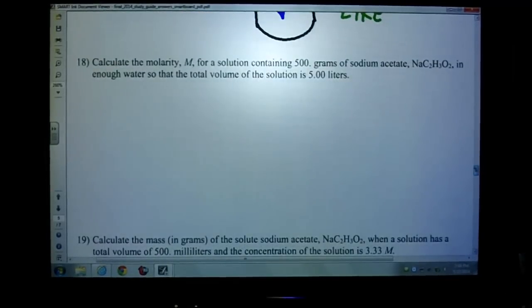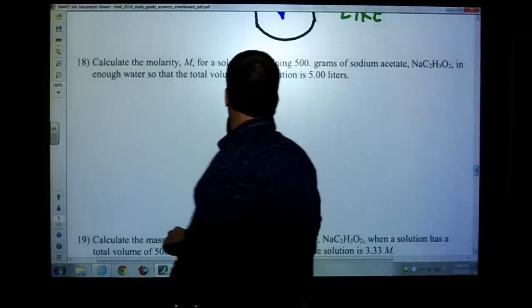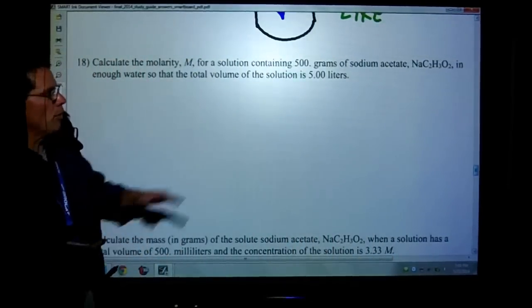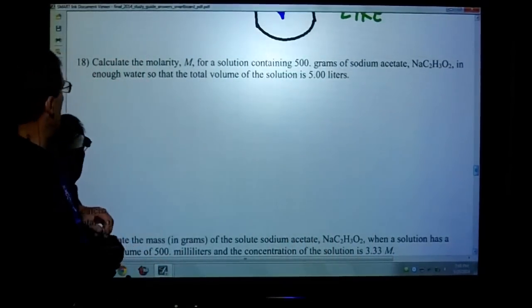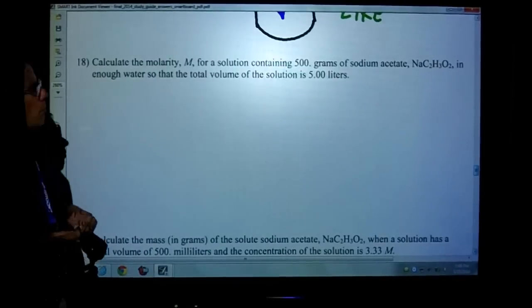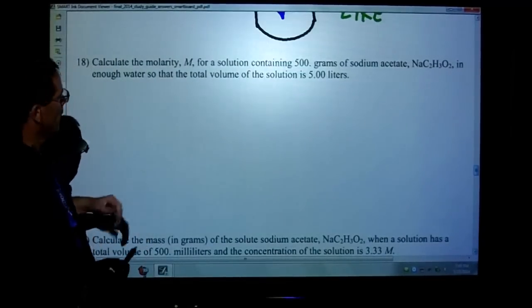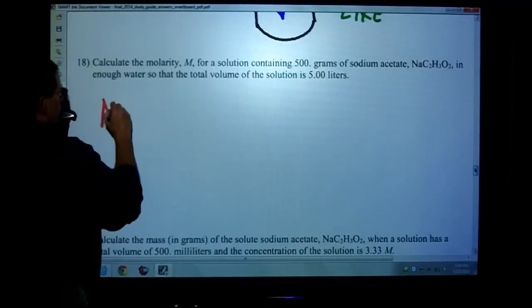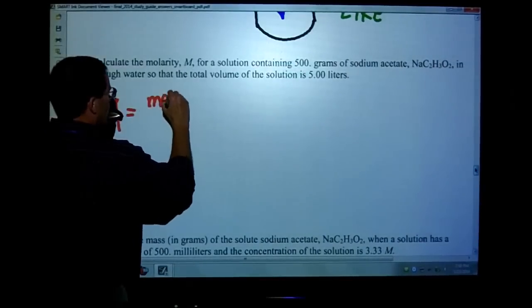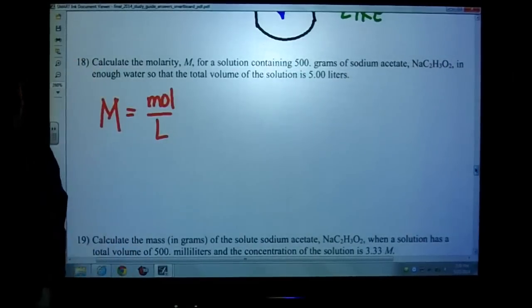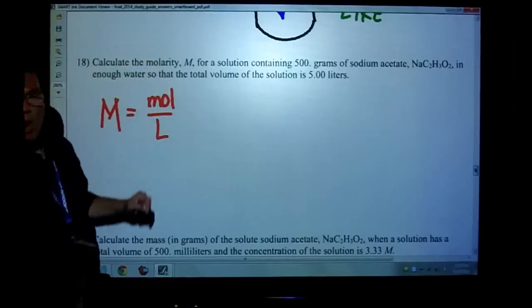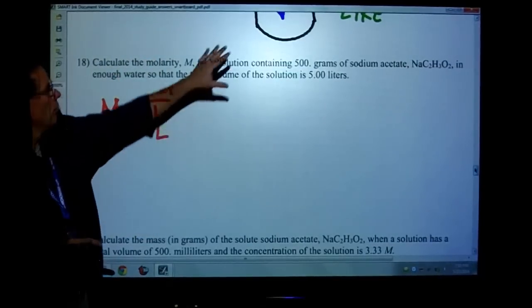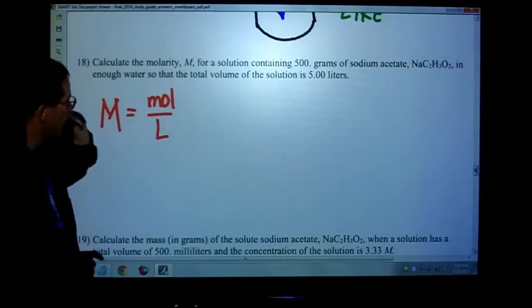Number 18. Calculate the molarity for a solution containing 500 grams of sodium acetate, and you know your formula, in enough water so that the total volume is 5 liters. So remember, when we talk about molarity, molarity deals with the number of moles per liter. And again, it's moles of solute over liters of solution. So very appropriate that we have that up there.